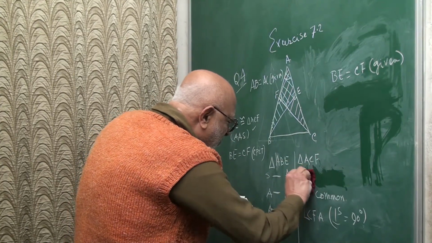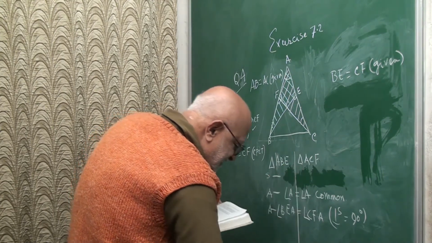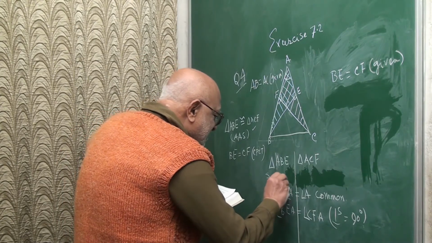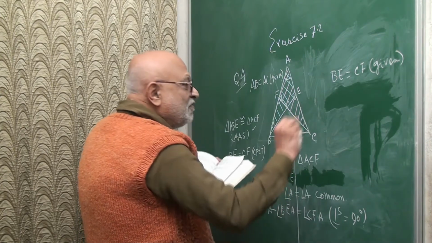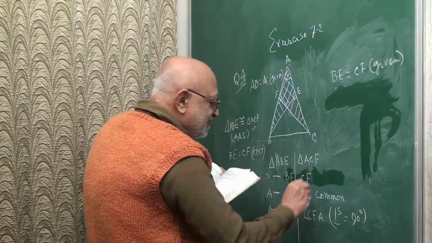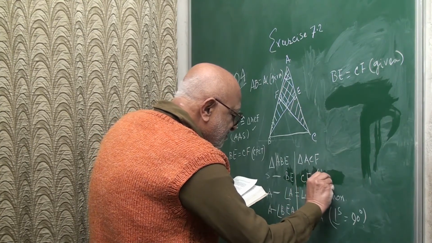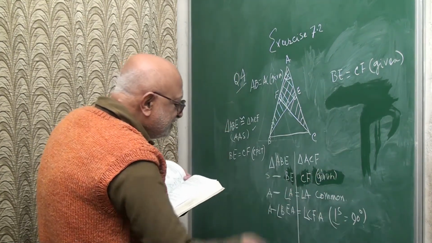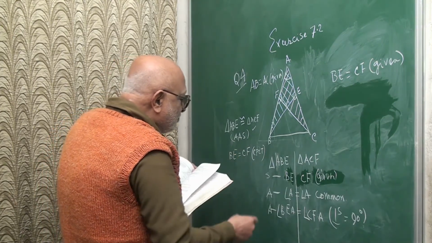So this is no longer true. So what is true here? Instead of that, it is given BE equal to CF. This is given. If this is given, everything goes on. Now these will be congruent.